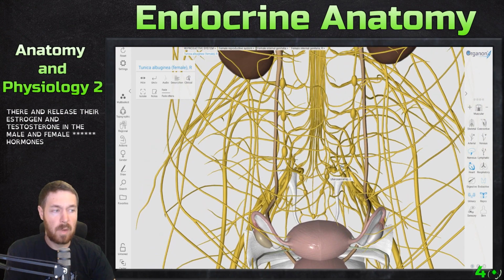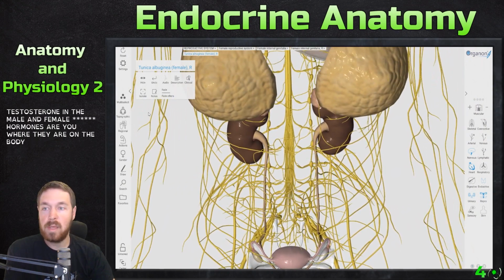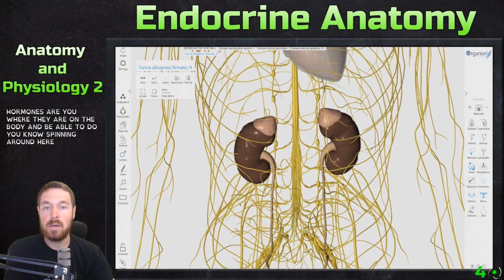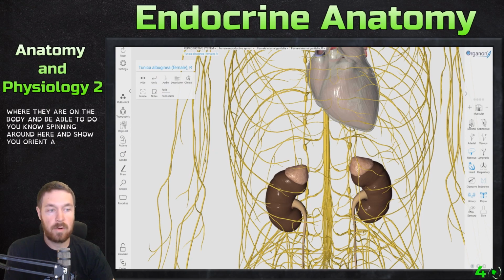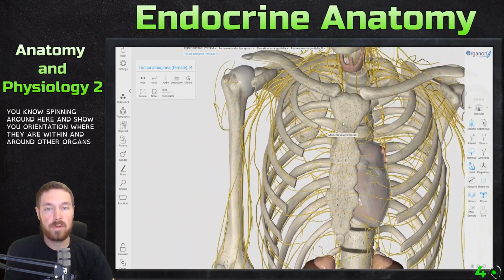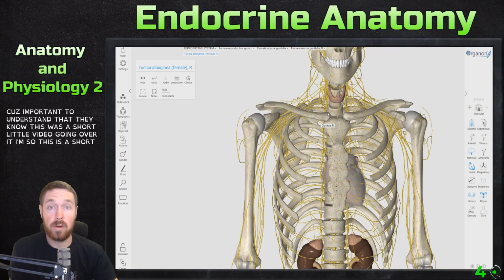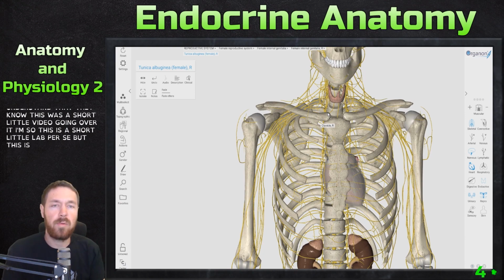So those are just the major glands I wanted to mention here, just to show you where they are on the body, and to spin it around here and show you orientation and where they are within and around other organs, because it's important to understand that. I know this was a short little video going over it, so this was a short little lab per se, but this is what we would have done in the laboratory.